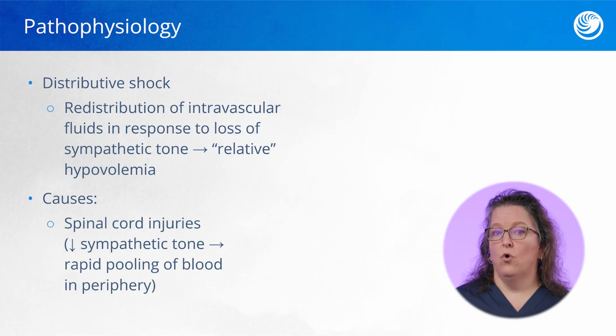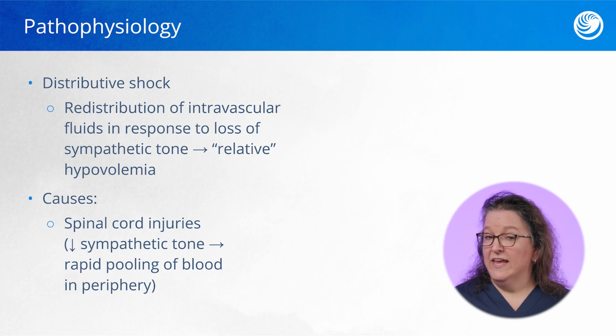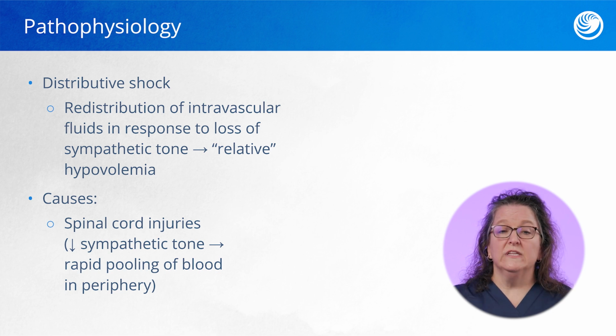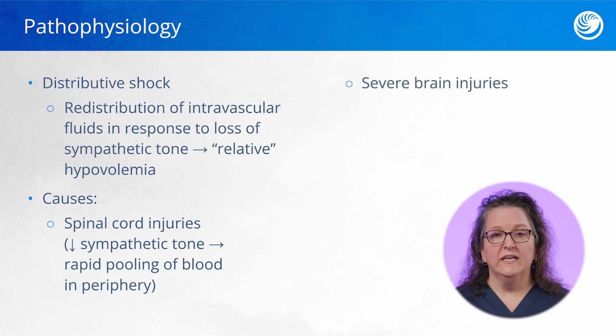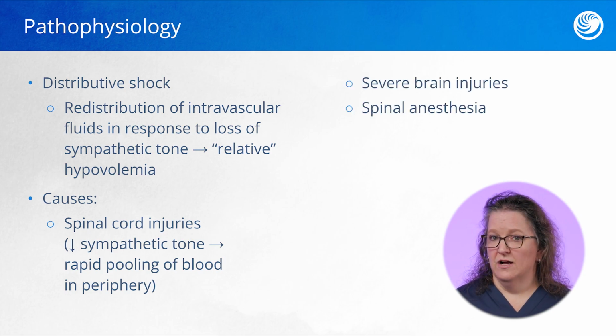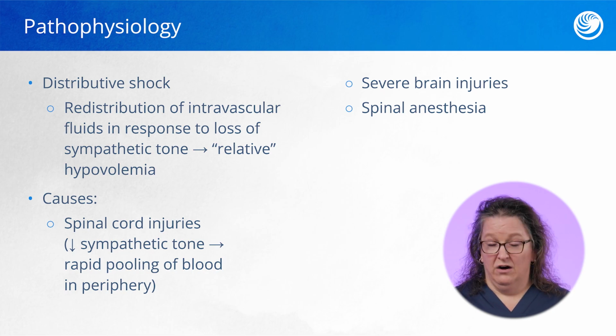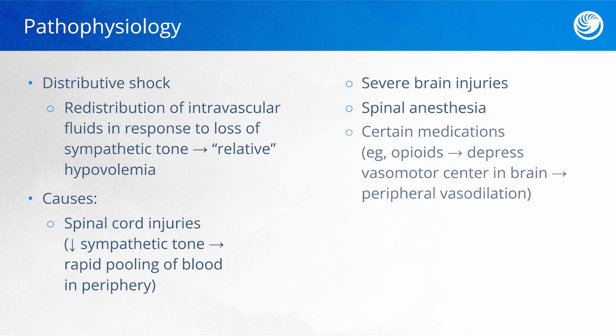Causes include spinal cord injuries, normally at the T4, T6 level, because at this level, it causes vasodilation, pooling in the periphery, because an injury at this level causes a loss of sympathetic nervous system response. It can also be caused by severe brain injuries or spinal anesthesia, because that spinal anesthesia can cause a disruption in the transmission of the sympathetic nervous system. And certain medications, like opioids, which depress the vasomotor center in the brain, causing peripheral vasodilation.